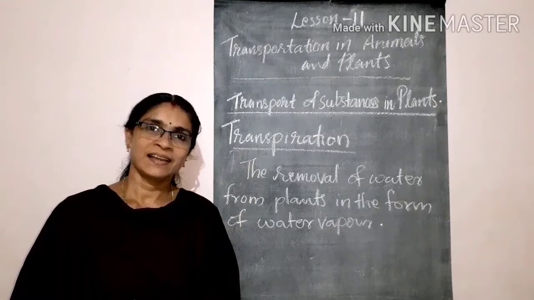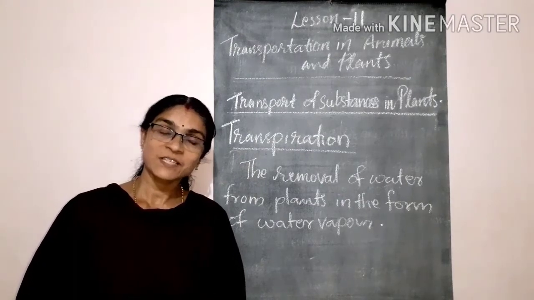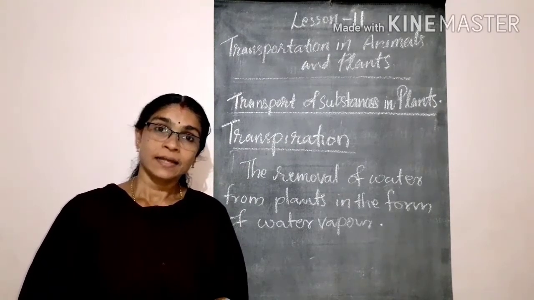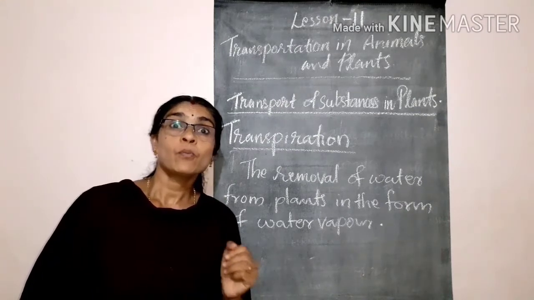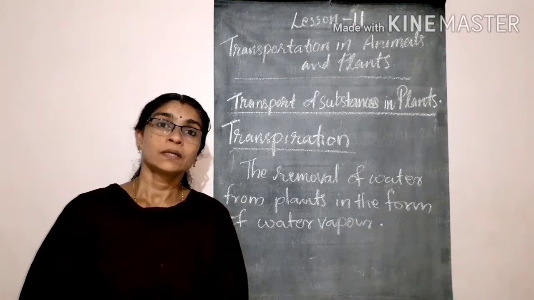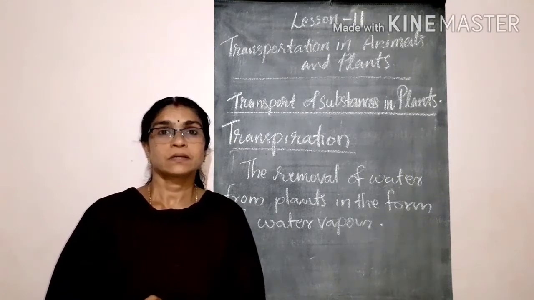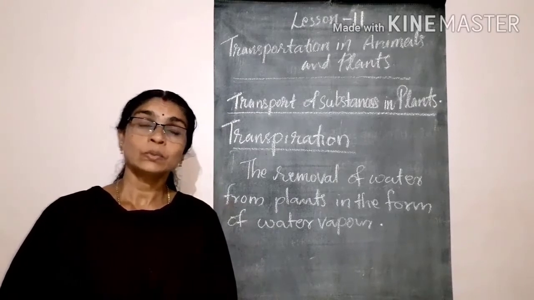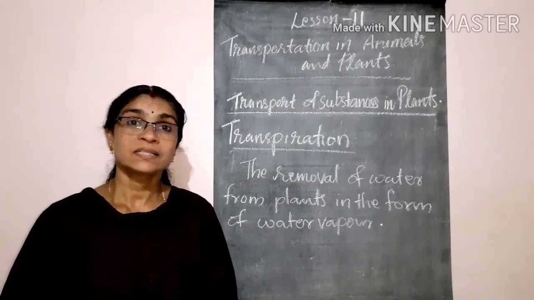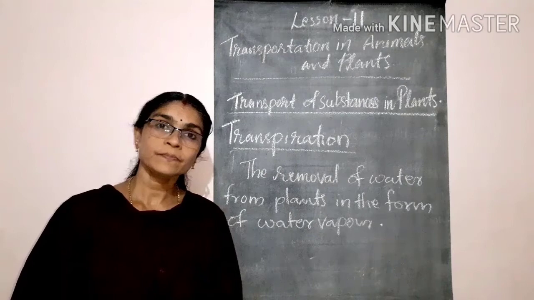Transpiration. How can we define transpiration? The removal of water in the form of water vapor from the plants, either through stomata or through the gaps in the stems or roots.